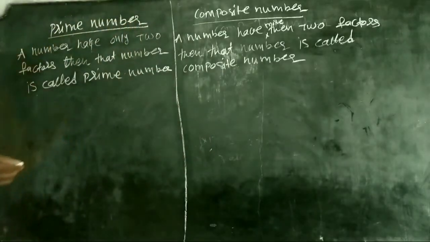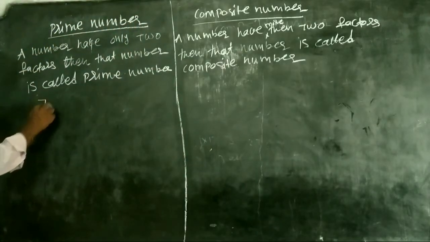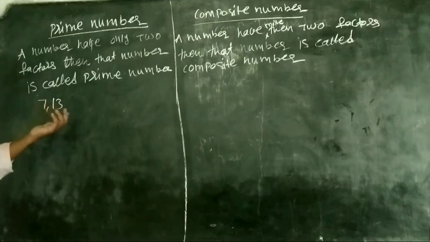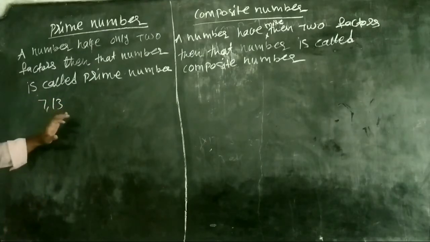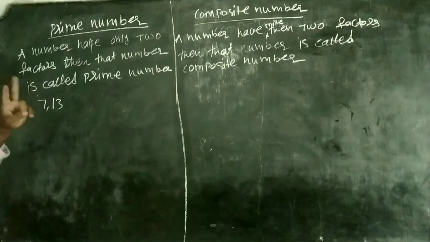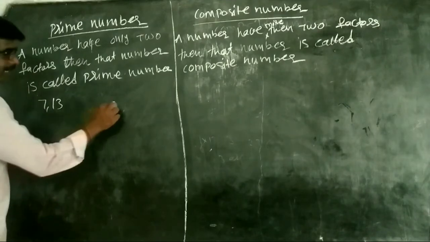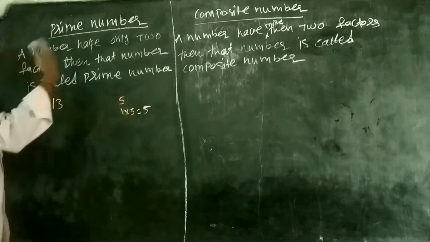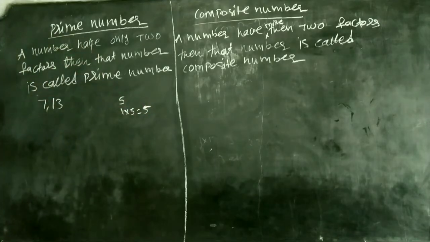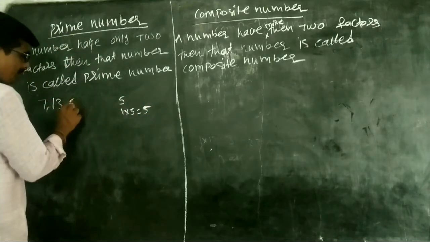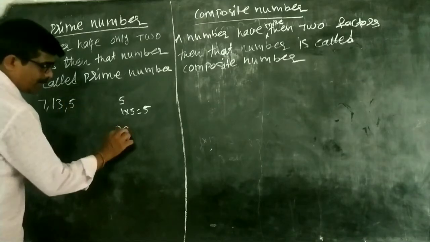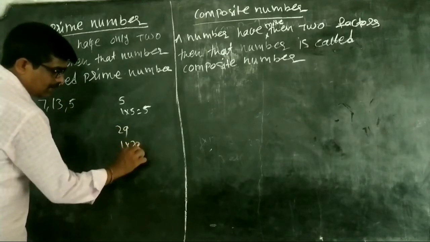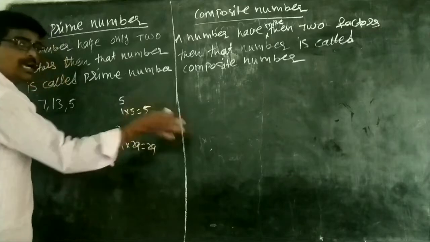Before, we saw 7 and 13. Both are prime numbers, they have only 2 factors. Even take 5: 1 times 5 is 5. We are not able to write it again as a product of 2 numbers. So 5 is also a prime number. If I take 29, 1 times 29 is 29. There is no other choice.